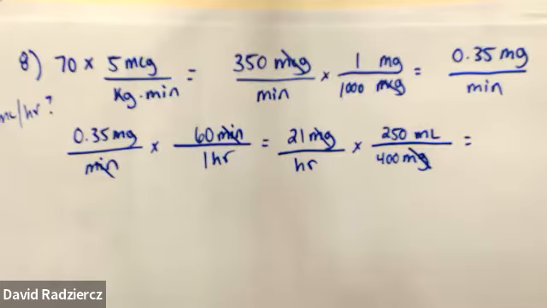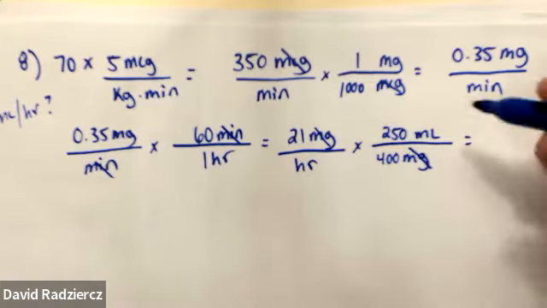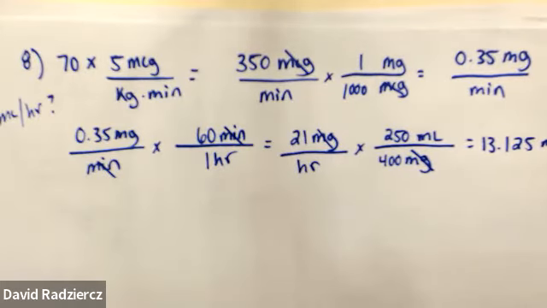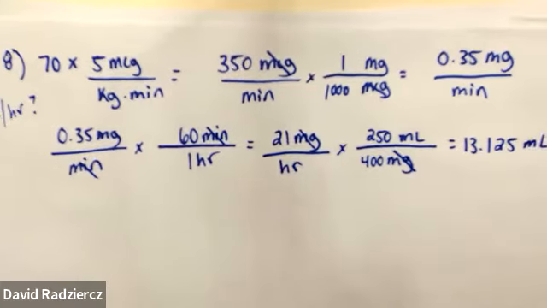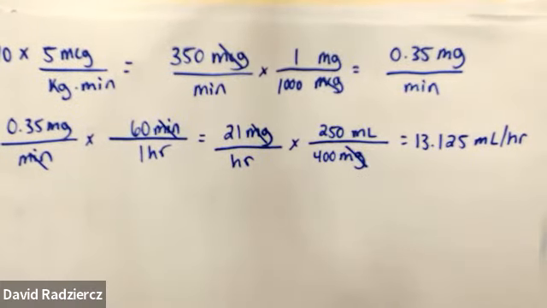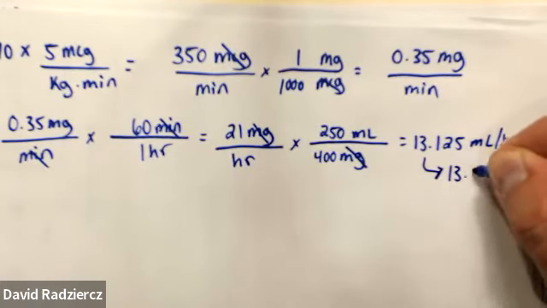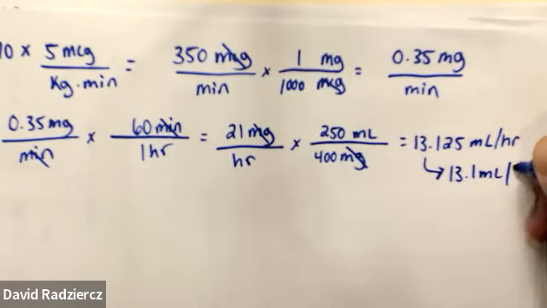So 21 times 250 divided by 400 will give me 13.125 milliliters per hour, which is what the key says. But my recommendation is that you round that answer to the nearest tenth. So you would round that to 13.1 milliliters per hour.